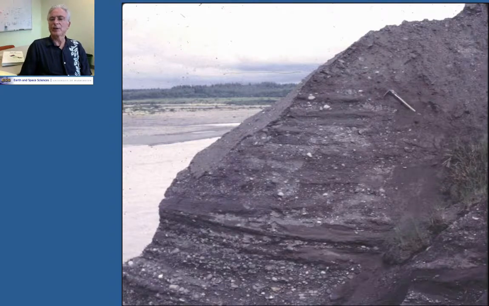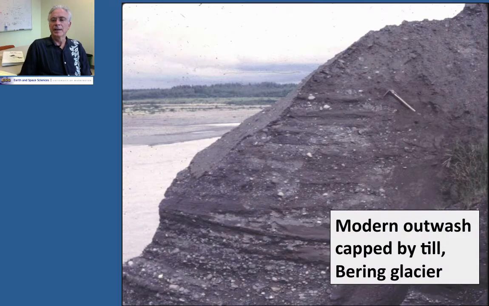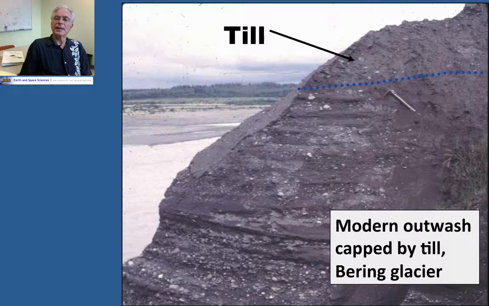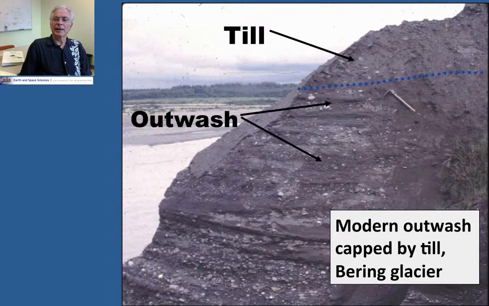If you look at this hillside, you'll notice a difference between the deposits near the top and those lower down. This is a modern outwash capped by till. So where is the till? Up there. You see the till, it's all very unsorted, large and small, no structure whatsoever. Then there is a dividing line, and below that you see outwash, and it varies from large material deposited in channels to material deposited on point bars of braided streams.